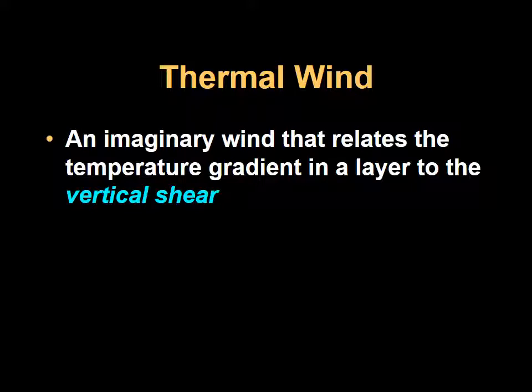To make it a little simpler, the thermal wind is an imaginary wind. It's not a real wind. It's one that helps us visualize what's going on in the atmosphere. It helps us relate the temperature gradient in a layer to the vertical shear, meaning that wherever you see a temperature gradient, there should also be vertical shear. Vertical shear meaning wind changing direction and/or speed with height.